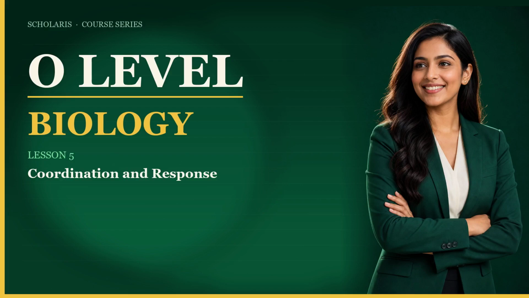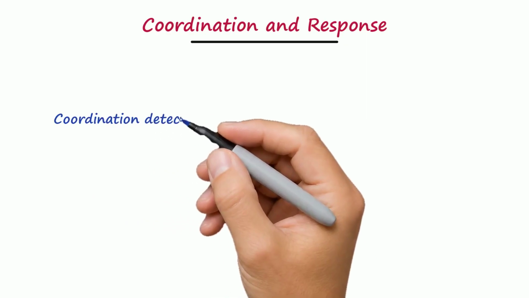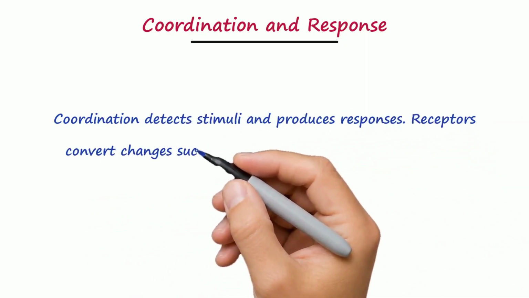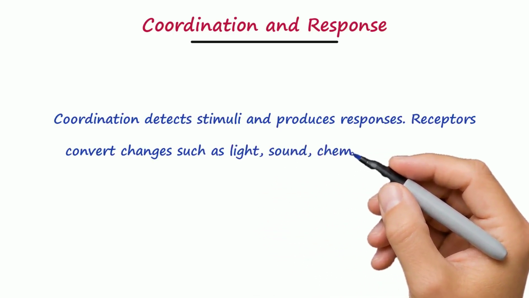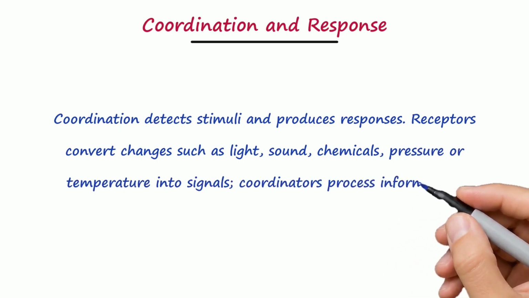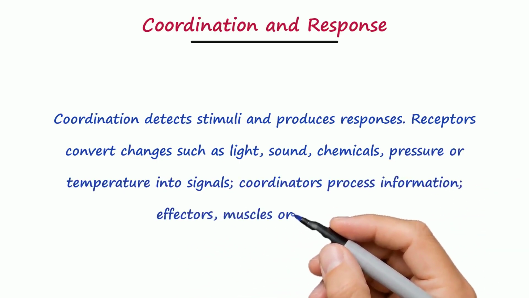Alright, O-Level Biology, Lesson 5. We're on coordination and response. Coordination detects stimuli and produces responses. Receptors convert changes such as light, sound, chemicals, pressure or temperature into signals. Coordinators process information. Effectors, muscles or glands, act.